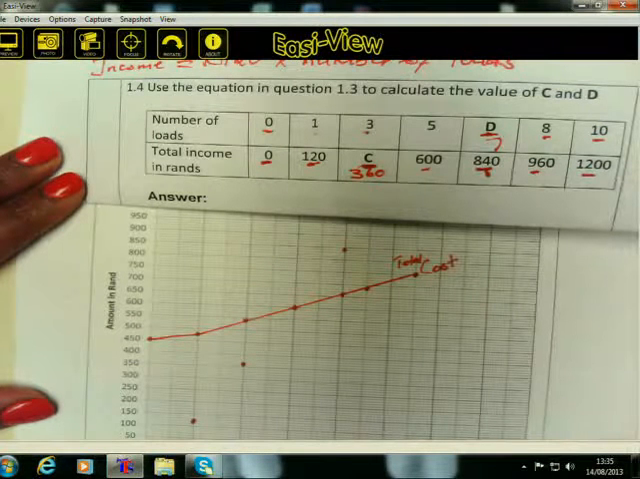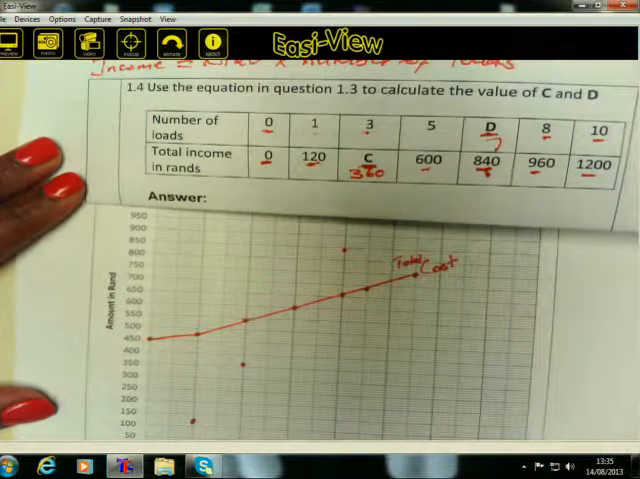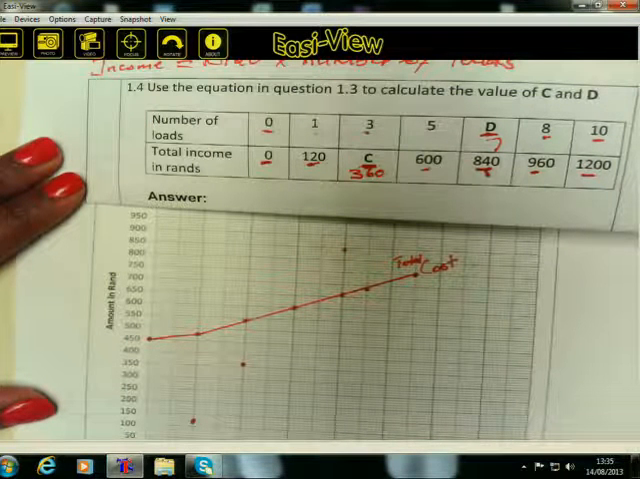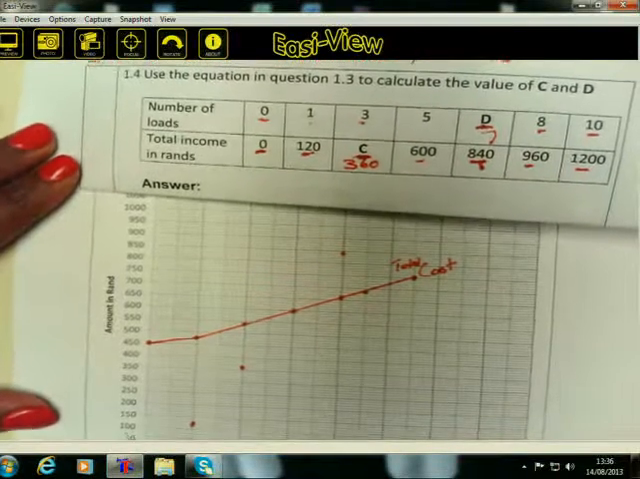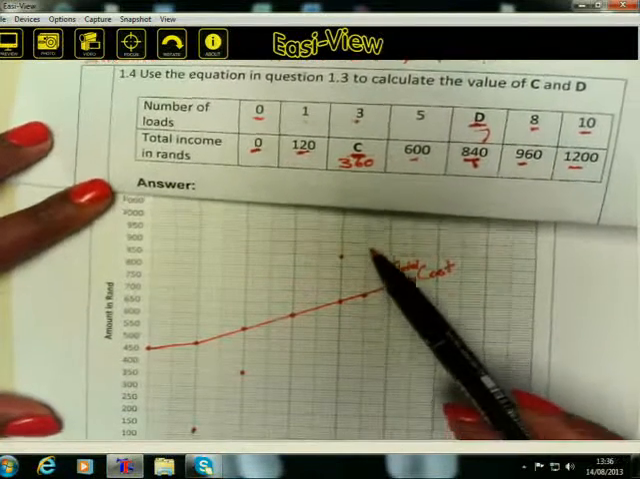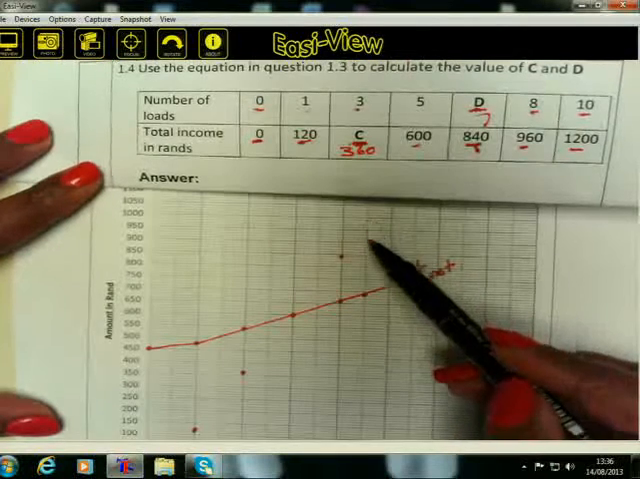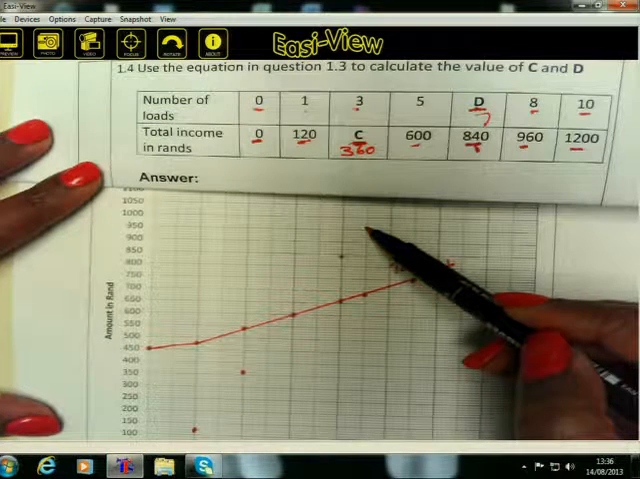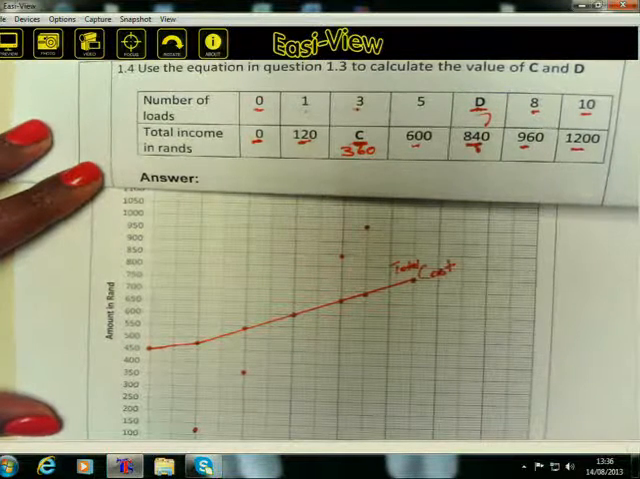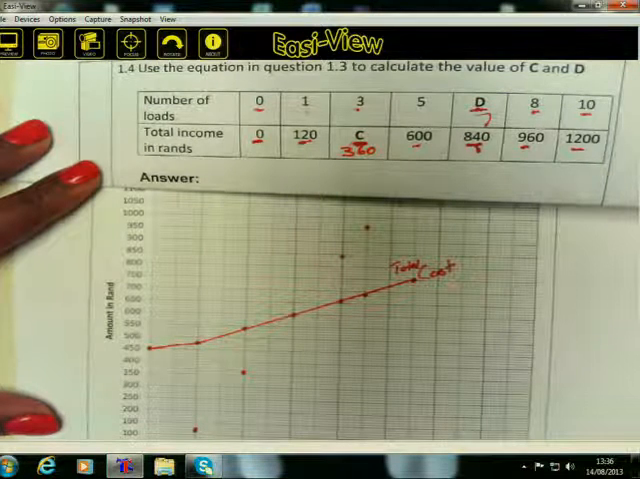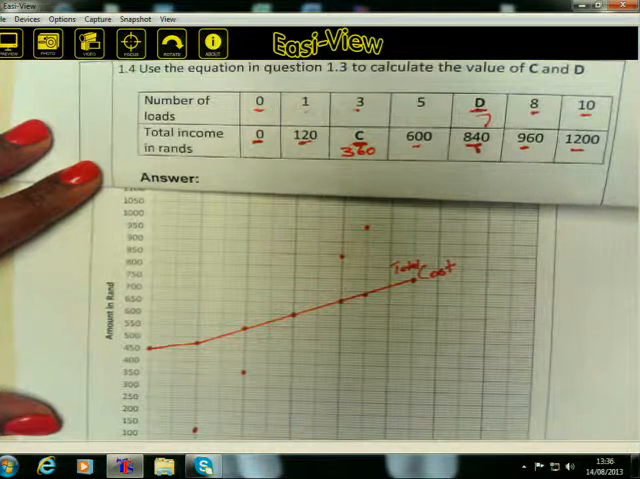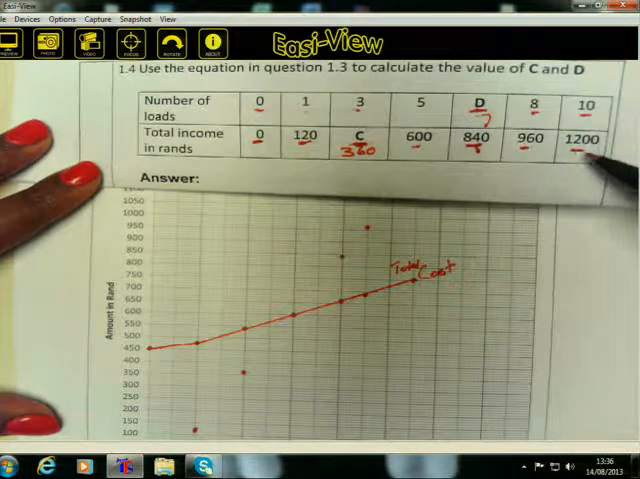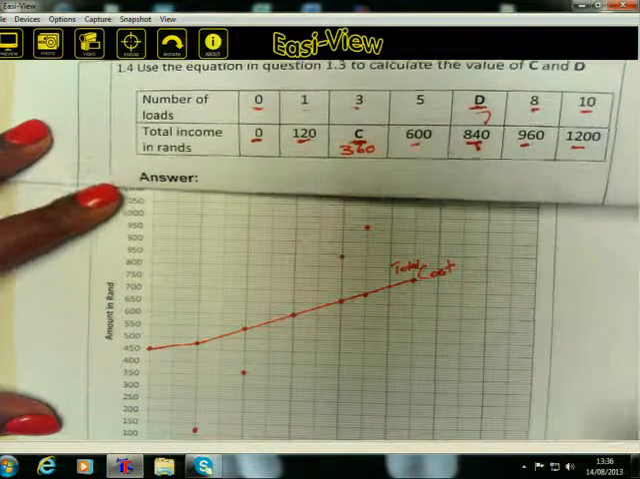Remember again, grade 12, I said it's 7 and then it's 9. Between 7 and 9, that's where you find 8. So it will be 8. And you must look for the income, which is 960. We have there 950. Just above 950 on the first minor grid, you get 960. And the last point that we have to plot, they said for 10 loads, the income will be 1,200.